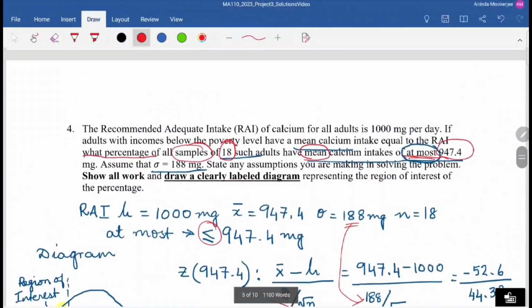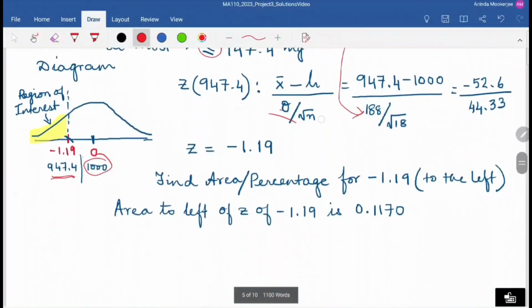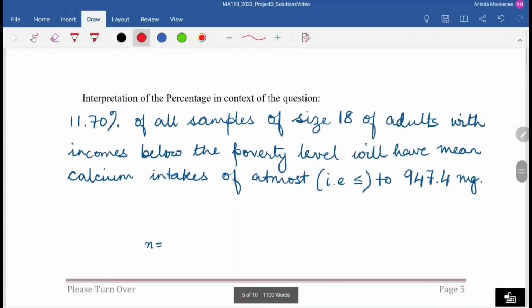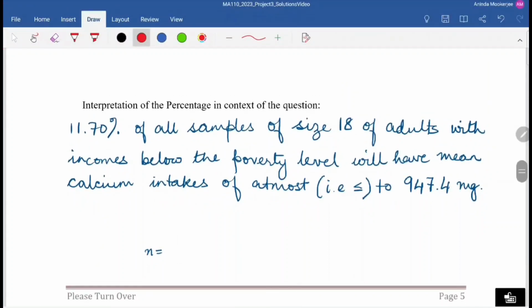We'll now go on to some problems which are related to actual inferential statistics, and I'll put it in the next part of the solutions.